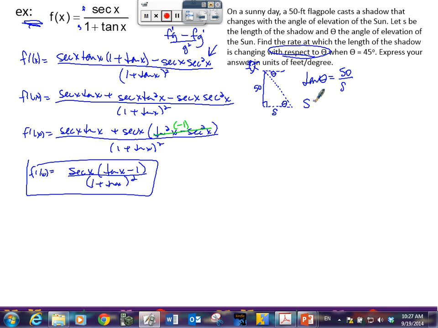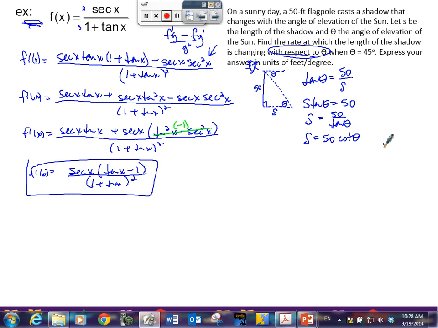So let's do that. s tangent theta equals 50. Well, I need s to be by itself. So s equals 50 over tangent. I really don't want to do the quotient rule here. I mean, I know I like the quotient rule, but I would prefer to just do a regular old trig derivative. So I'm going to change tangent to cotangent. So s equals 50 cotangent.